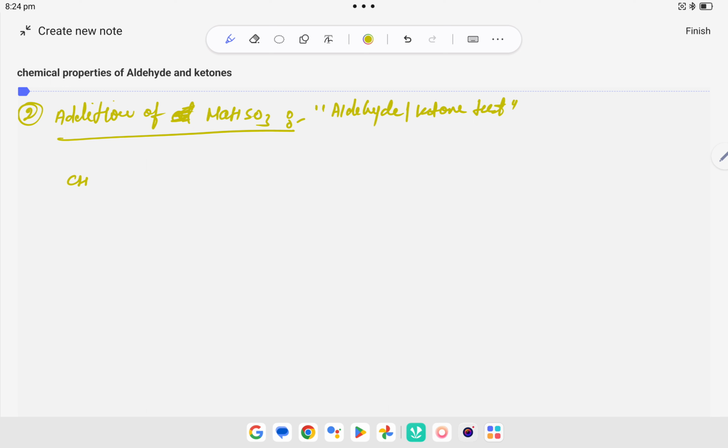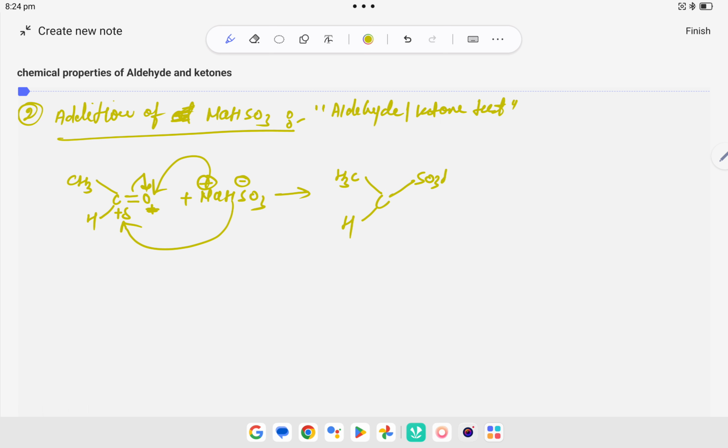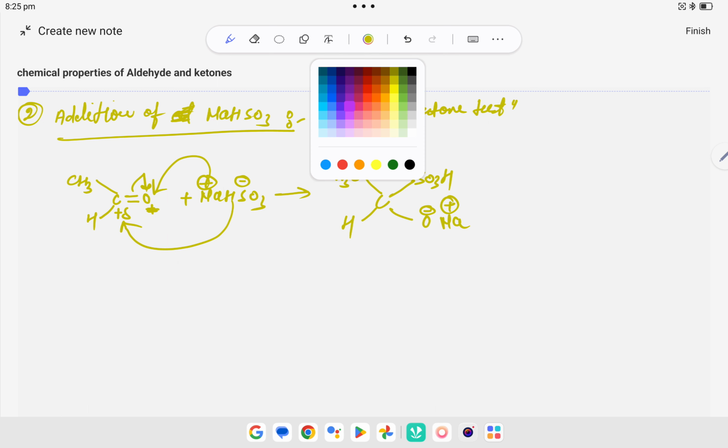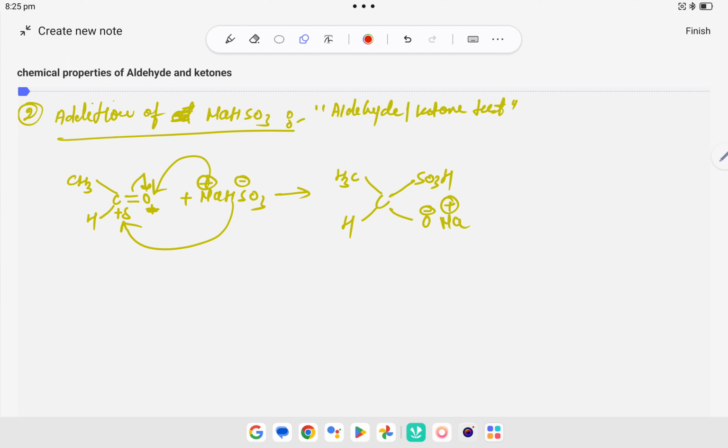So here CH3 CH double bond O, and here we are having NaHSO3. Sodium is positive and this sulfur is negative. Electron transferred here, so this is having partial negative and this is partial positive. So what happened? Positive charge attached with this and negative charge attached with this. So what happened next? Carbon, hydrogen, SO3H is attached, and here O minus and Na plus is attached.